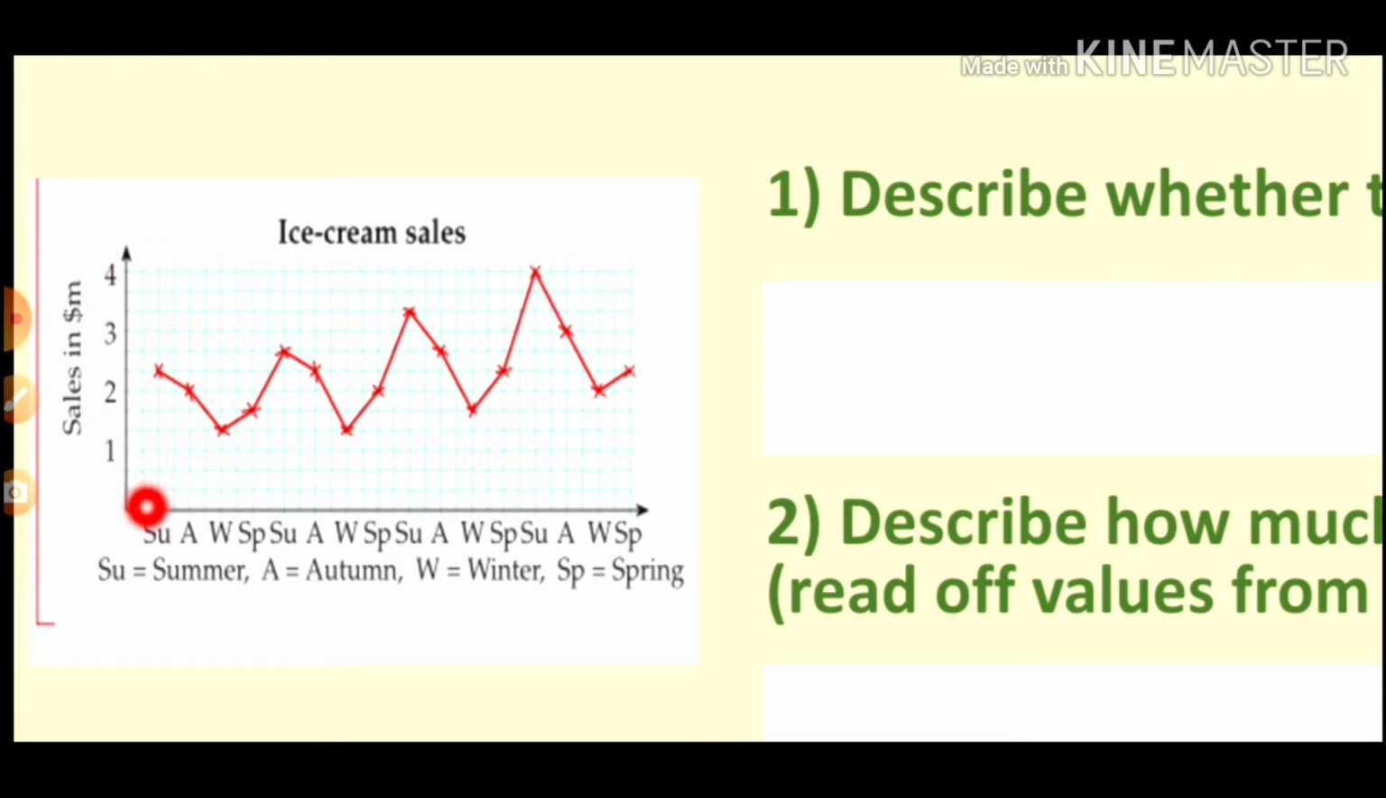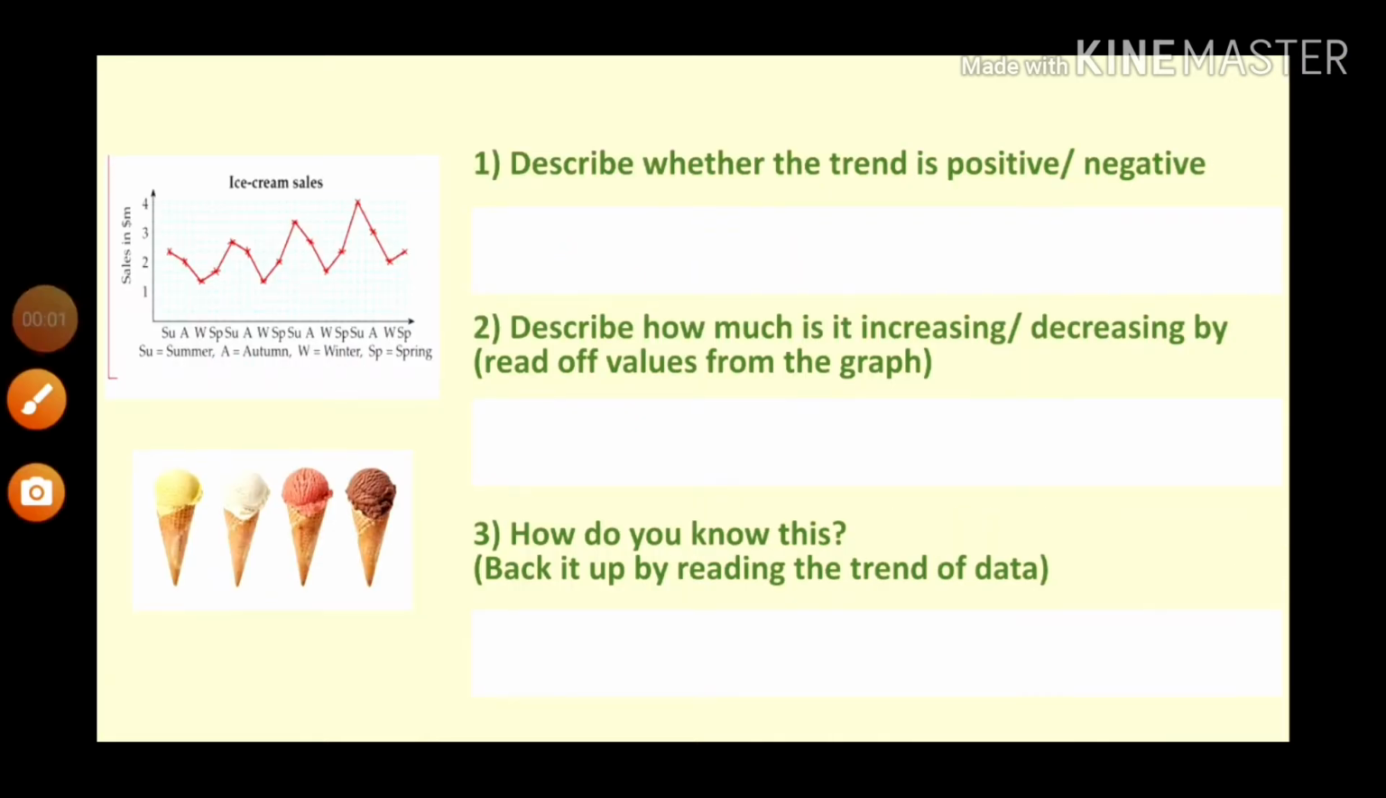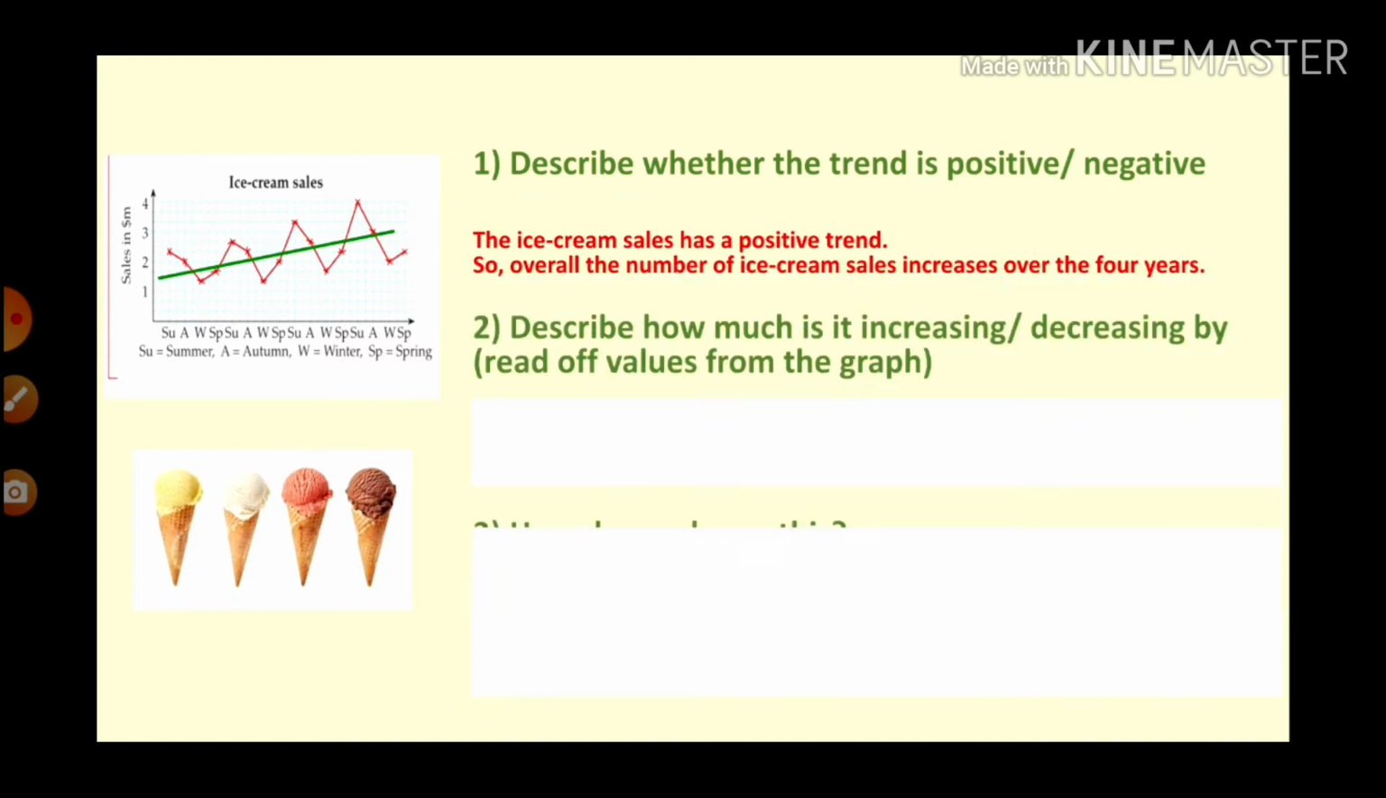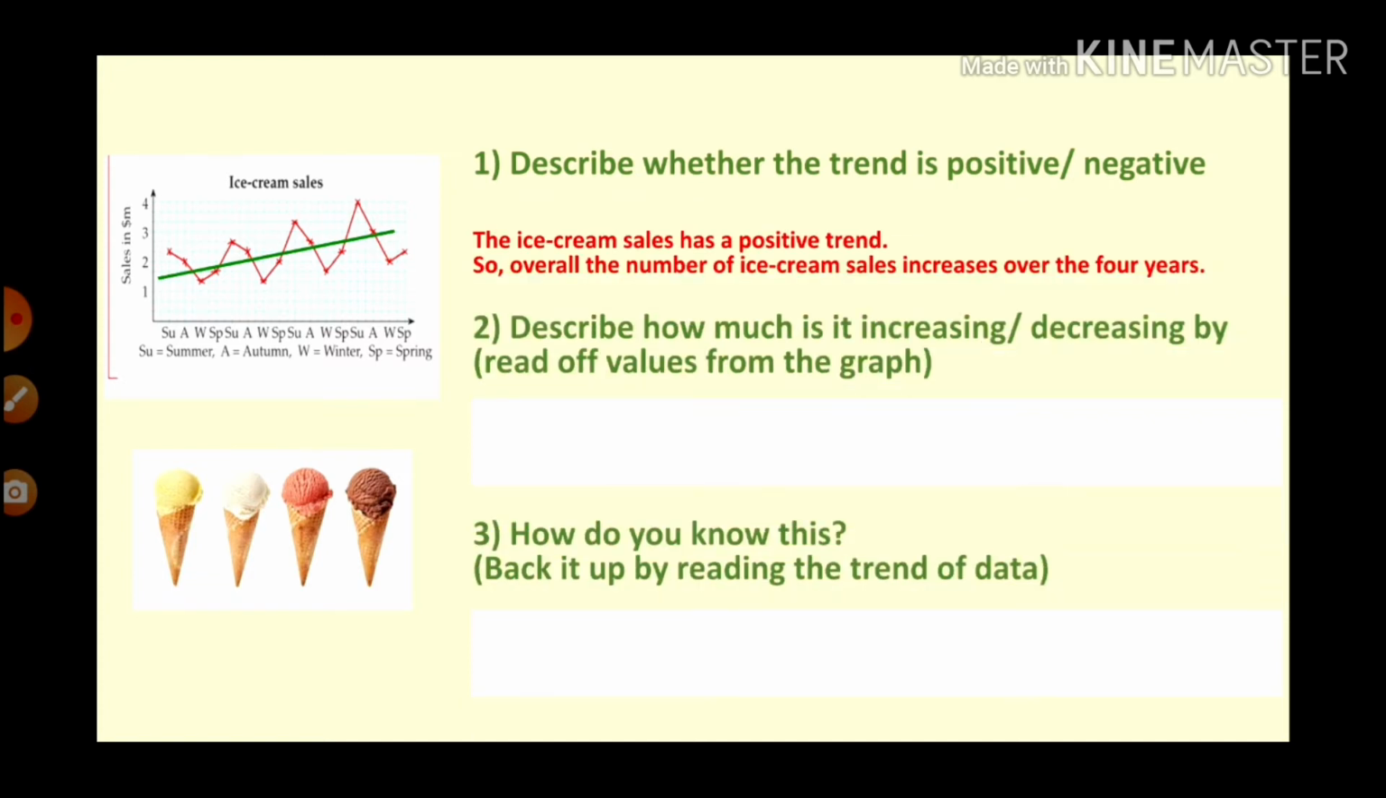So what do you have to do? If you look at the time series graph, the first thing that you need to do is draw the trend line. Okay, well done. Now, let's describe the trend line. Is it going up? Therefore, is it a positive or negative trend? Yep, the ice cream sales has a positive trend. So therefore ice cream sales over the 4 years is increasing. That's how I can discuss it.